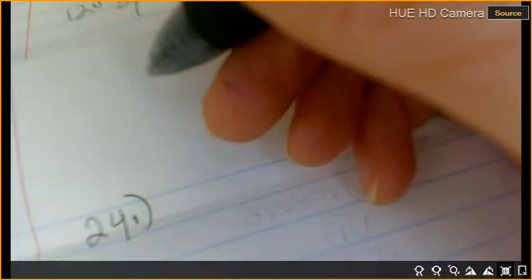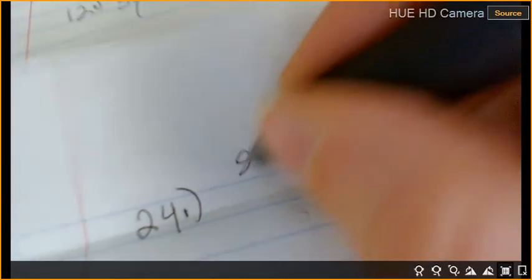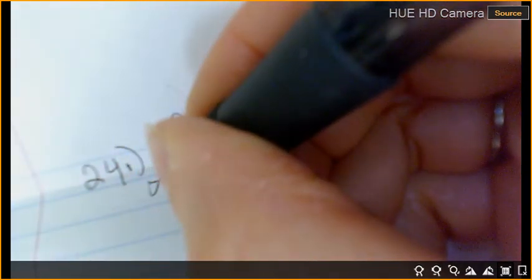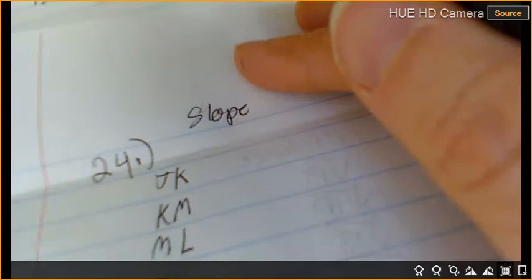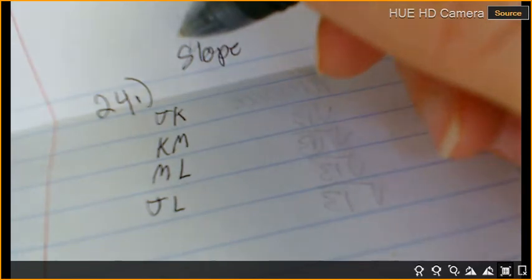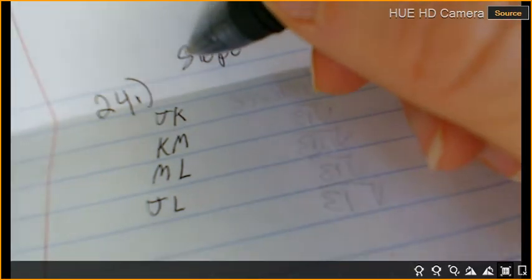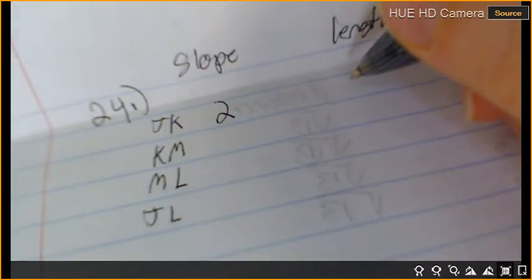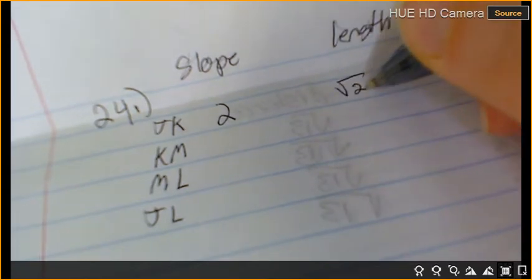Okay, so I want to find the slope and the length, and I'm looking at J to K, K to M, M to L, and J to L. All right. What is the slope of J to K? What'd you guys find? J to K, 2. What is the length of J to K? I wrote square root of 20, but you could have reduced that.